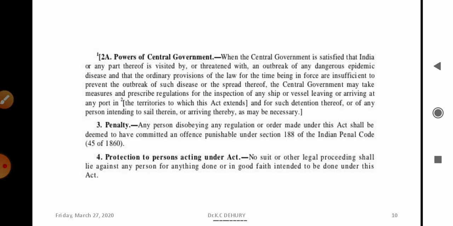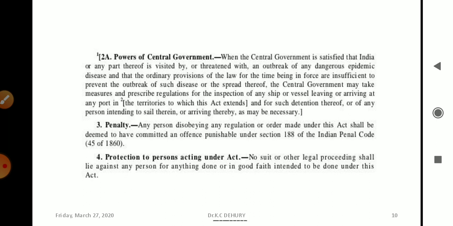Means those ships and vessels that are coming from abroad, and the central government saying that we must have surveillance measures for the ships and vessels as well as the airport, because at that time the airport was not established. That's why during 1897, it was only given to ships and vessels. In this context, now it also includes airlines and railways also.